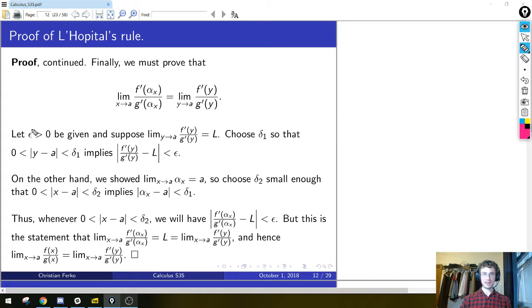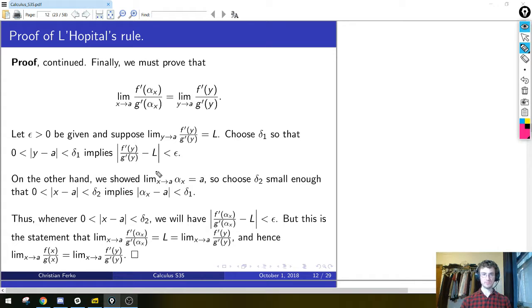So again, we fix an epsilon, let epsilon be given. We've assumed that the limit on the right side exists in the theorem statement, so let's call the value of that limit L. So if that limit exists, by the epsilon-delta definition, we can find a number delta 1, so that whenever y is within distance delta 1 of a, then f prime of y over g prime of y is within distance epsilon of L. So pick such a delta 1.